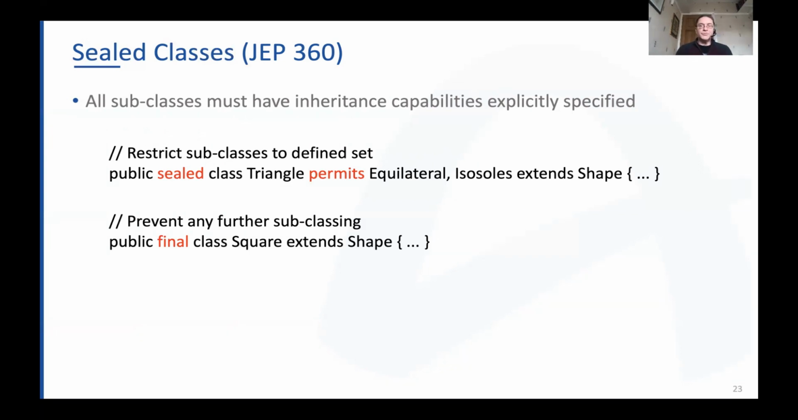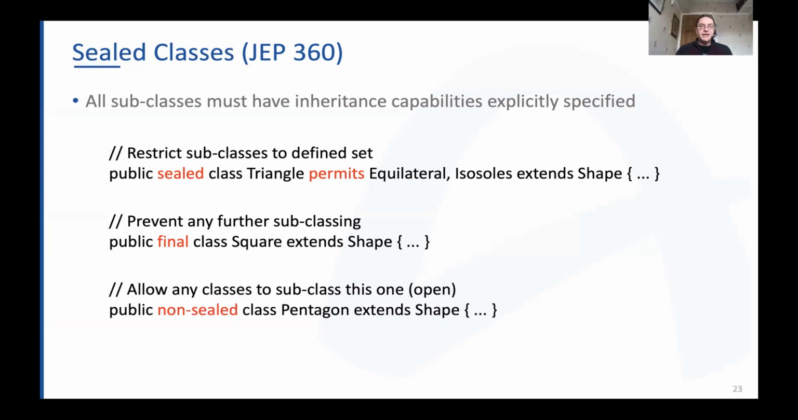And then the third option we've got, which is where we use that new reserved word, is to say that we can unseal it. So make it non-sealed. So now any class can inherit from pentagon. So we've said, okay, in terms of the shape, we're restricting it to, so non-sealed class pentagon extends shape.